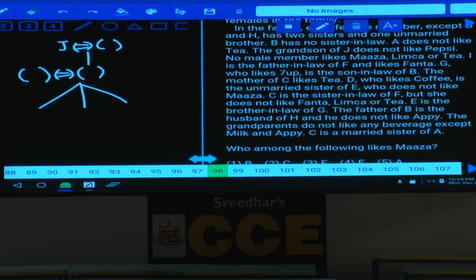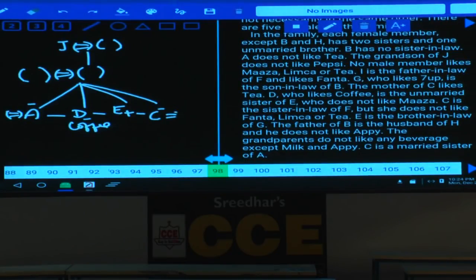And who are those four persons? D is one, and E is the other. E is a male who is unmarried, D is an unmarried female, and this person likes coffee. And the remaining two persons? A is the sister of C, A is here, and another person C is here. This is the final arrangement we have: 1, 2, 3, 4. Now A got married to someone, and C got married to someone.